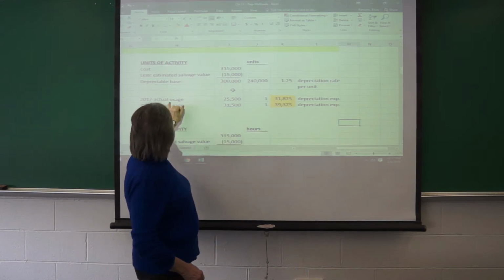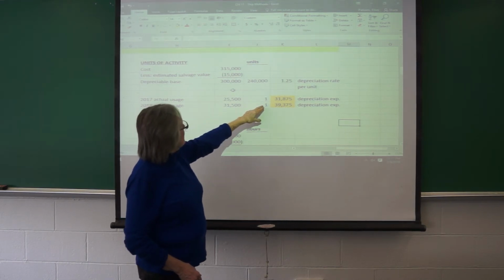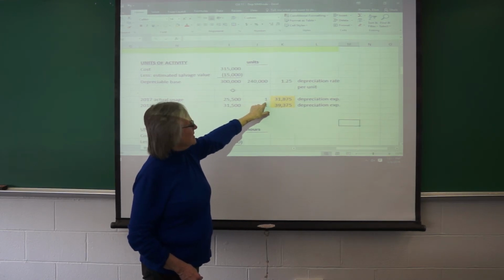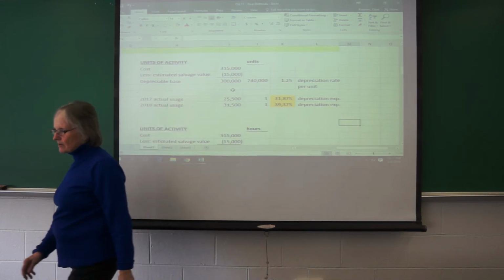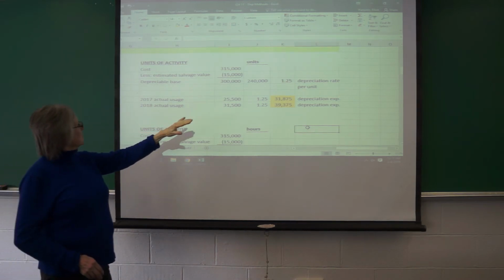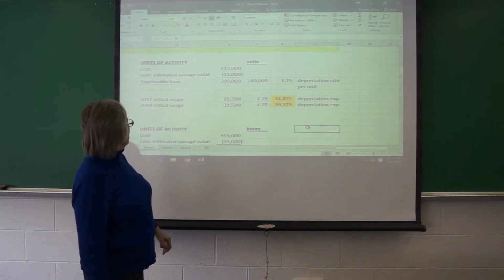So now you take your actual units for the year of 25.5 times 1.25. I need to add the decimal. There we go. It should be 1.25. And you get the depreciation expense for the year. Actual usage the next year is a little higher. You're going to have higher depreciation.